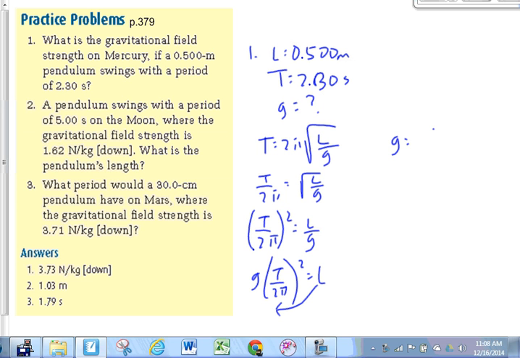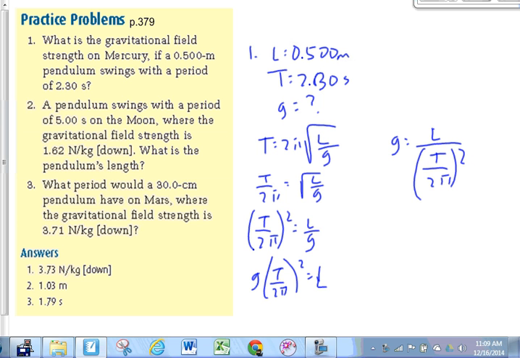No. Multiply it, no. You're closer the first time. You're getting colder. Good, divide the T over 2 pi squared. So it becomes G equals L over T over 2 pi squared.